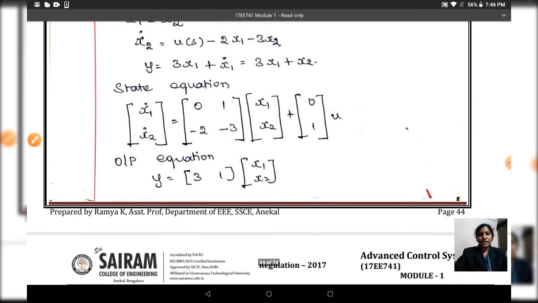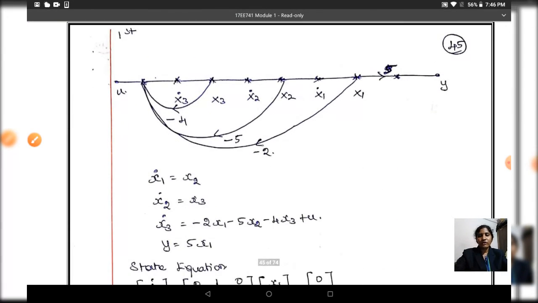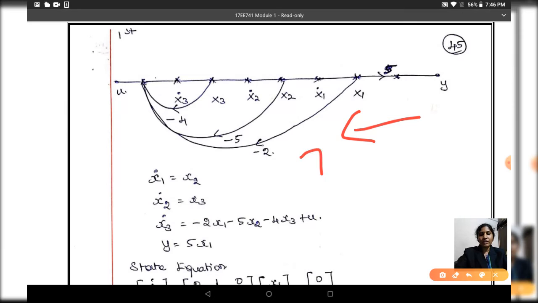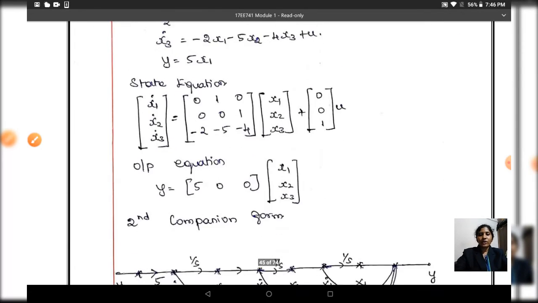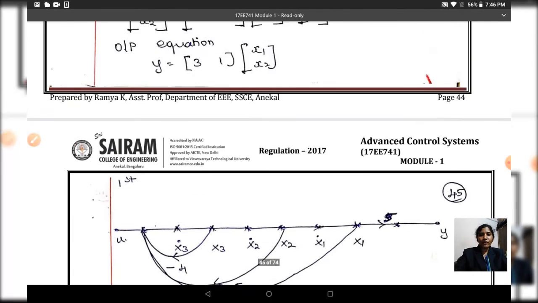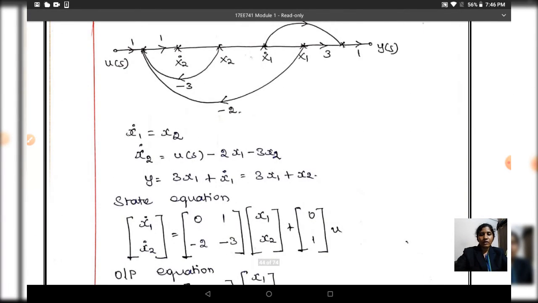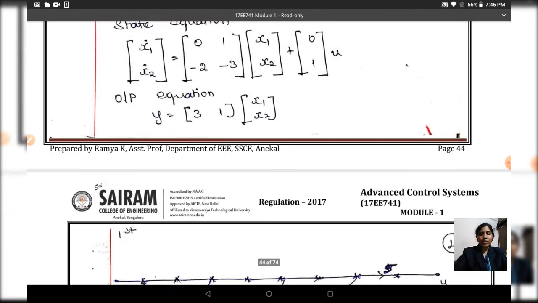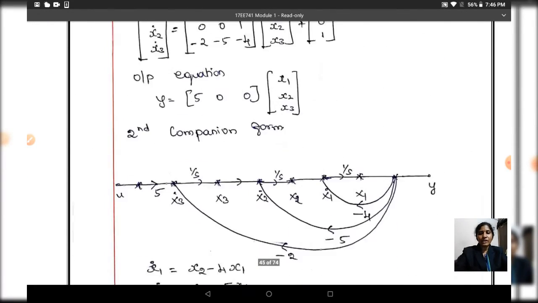Next, coming back to your second companion form. So it is your first companion form, and after that for the second companion form you have to draw it. Likewise, here also you should draw the signal flow graph. After drawing the signal flow graph, you need to write the state variables, that is what is your x1 dot, what is your x2 dot, what is your x3 dot and what is your output. Later you need to identify your state equation and output equation. This is how you need to write your state equation and output equation in case of your first companion form.